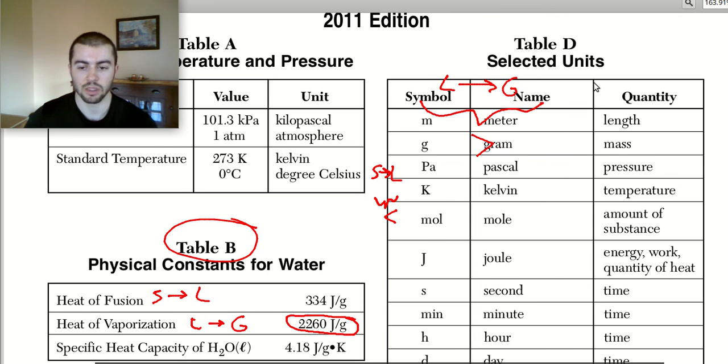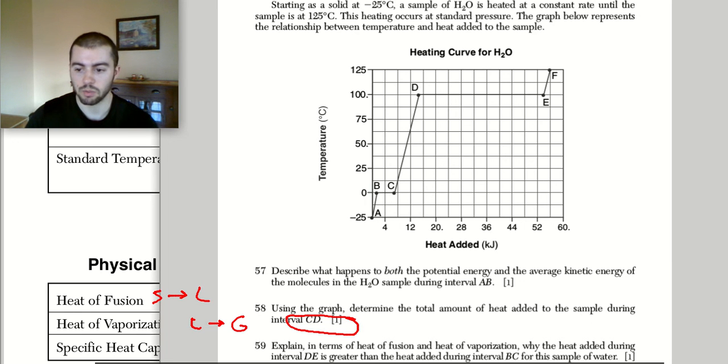So question 59 is purely based on the heat of vaporization and the heat of fusion for water. Because the heat of vaporization is so much higher, it's going to require a lot more energy to vaporize or boil this water than it is to melt the water from solid to liquid, because the heat of vaporization for water is much higher than the heat of fusion. So that's what you would say for 59.